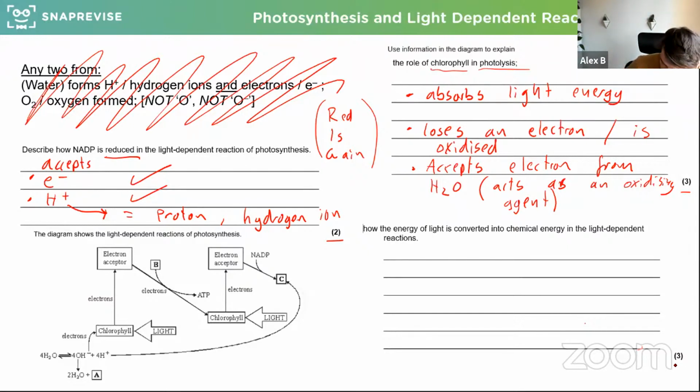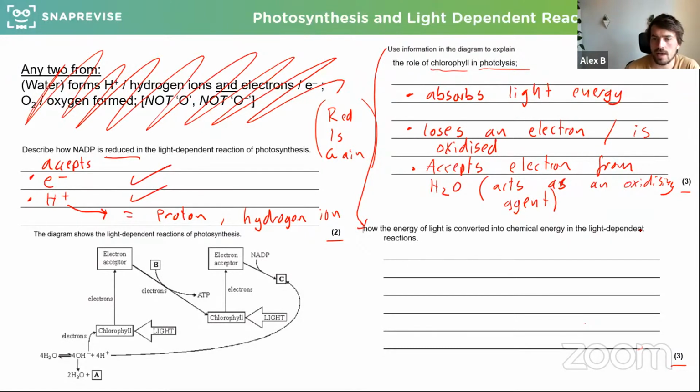So next one, also worth 3 marks. How the energy of light is... wait, that doesn't make sense. This is missing some of the... Oh, sorry, it's from this first bit. Okay, now I understand. So use the information diagram to show how the energy of light is converted into chemical energy in the light-dependent reaction.